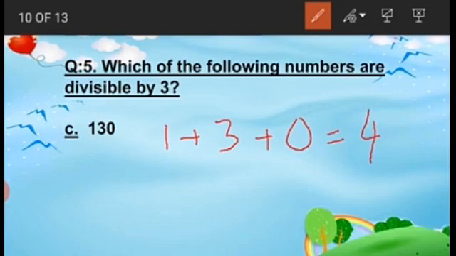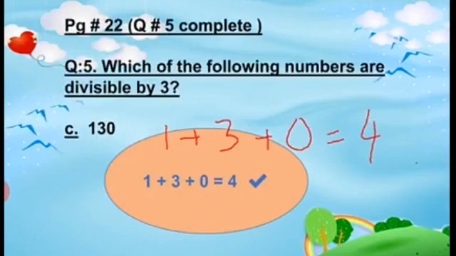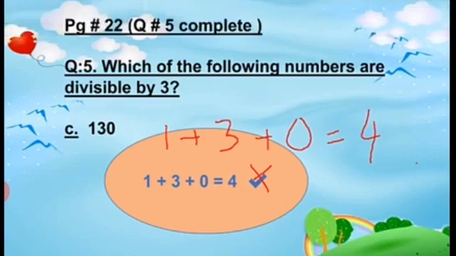So, is 4 divisible by 3? Yes, students, tell me. Is 4 divisible by 3? No, because 4 is not a multiple of 3 and 4 is not divisible by 3. Okay, so we will mark a cross here. It is not divisible by 3. So this is the C part and you have to solve the remaining parts. Okay, it's so easy if you have understood the definitions.